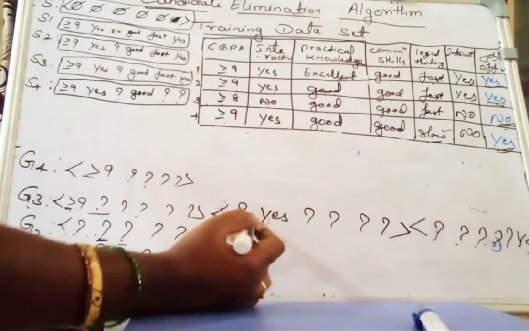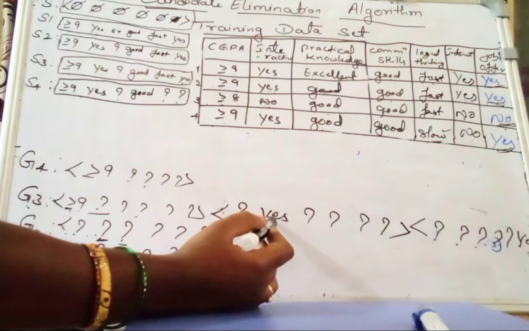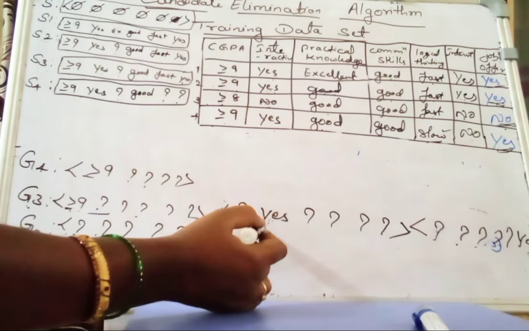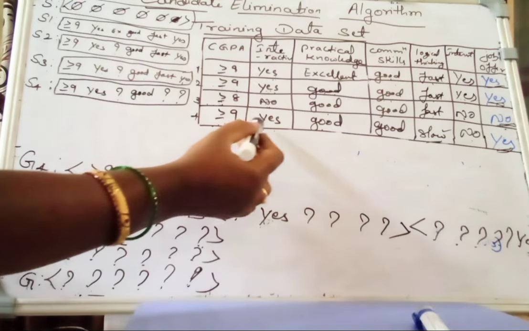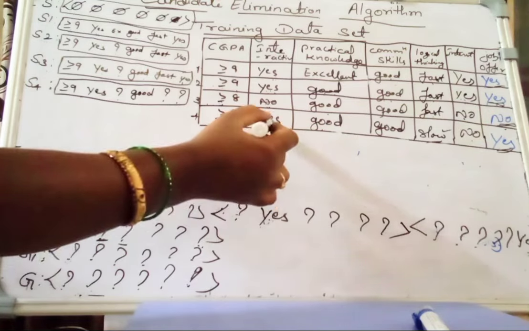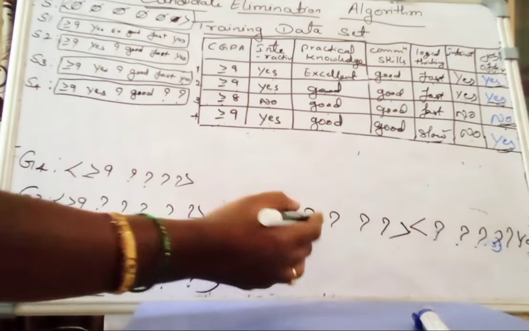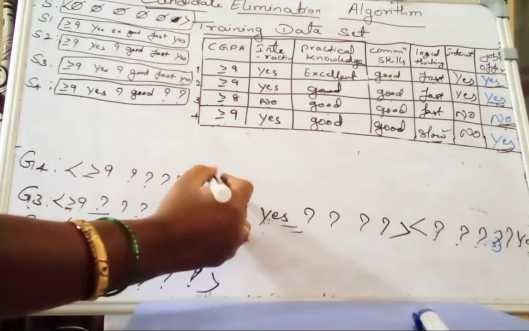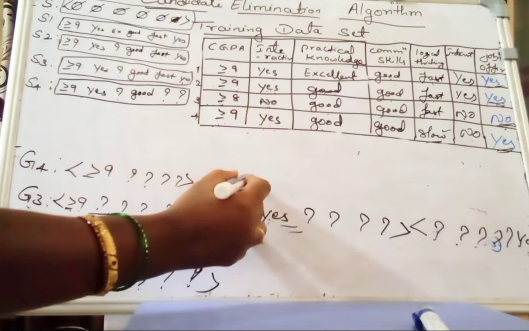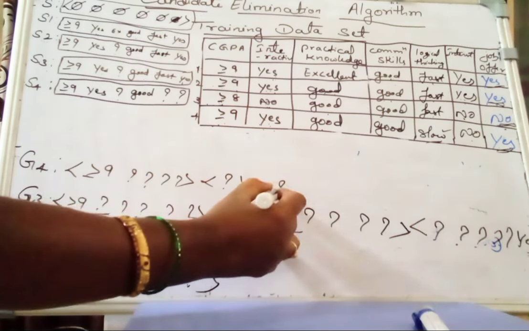And next, see the second one. I have question mark followed by yes, and the rest. Here also you have greater than or equal to 9, yes, yes. So both are matching here. So this hypothesis is a useful hypothesis, and I will copy that hypothesis here.